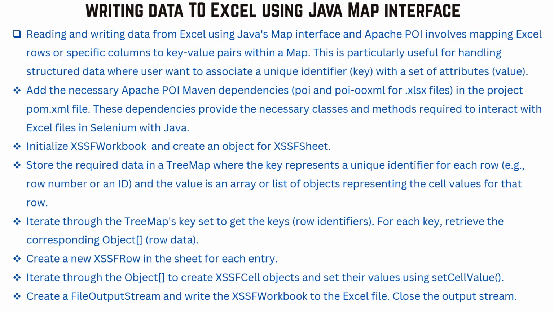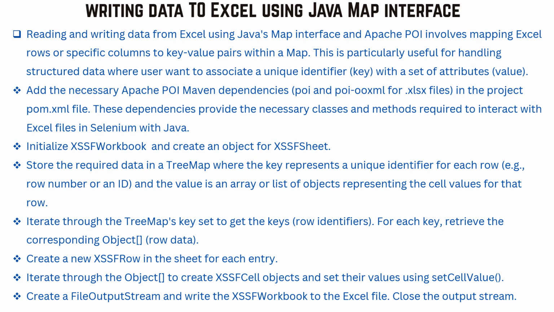Now, in today's session, we will learn how to read and write data simultaneously. Reading and writing data from Excel using Java's Map interface and Apache POI involves mapping an Excel row or specific column to a key value pair within a map. This is particularly useful for handling structured data where you want to associate a unique identifier or name as a key with a set of attributes, which is the value.